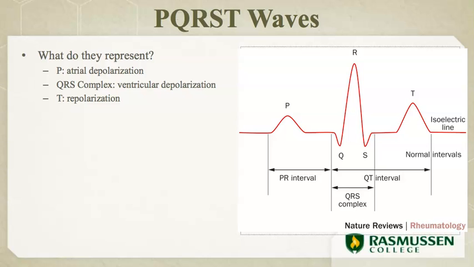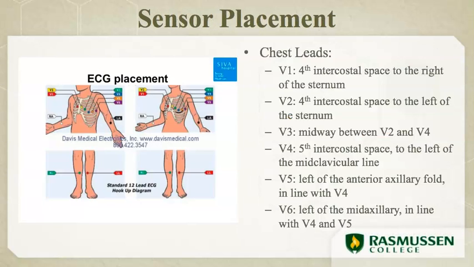Now the last piece to an EKG is understanding sensor placement, and this is really important for you as a medical assistant because this is really your role. The EKG machine records the cardiac cycle through 10 sensors or electrodes that are placed on the patient's skin. However, when we do this, it's called a 12-lead EKG. There's 10 sensors, but there's 12 leads altogether.